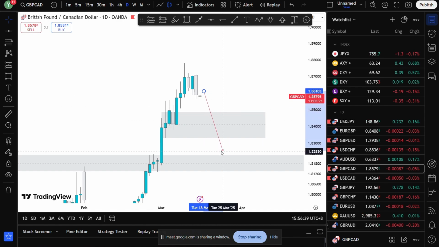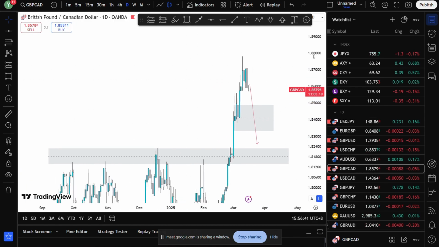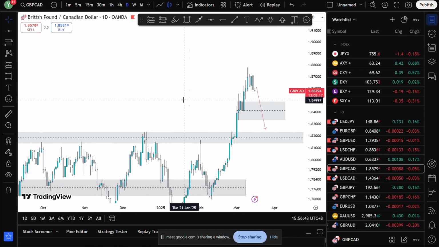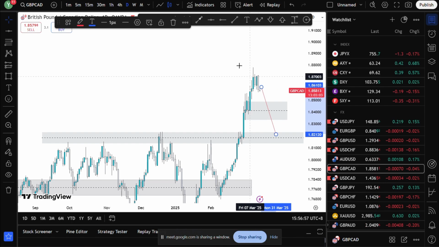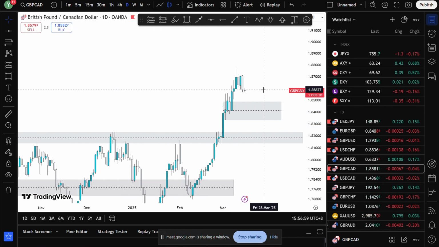But of course, the one that I prefer is I want the price to test this major zone over here, because this zone is more solid than the zone over here. So I would prefer the price to react to this zone rather than the zone above. Okay, so now I'm waiting for the price to retest, but still I'm looking for bullish opportunity in GBP CAD.